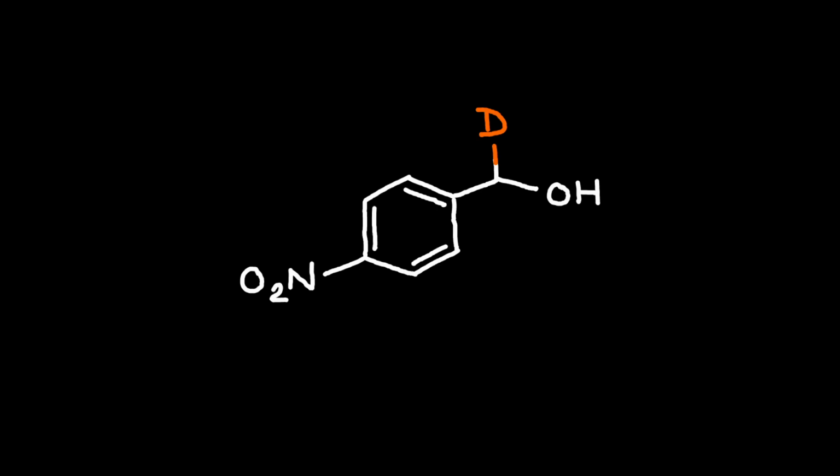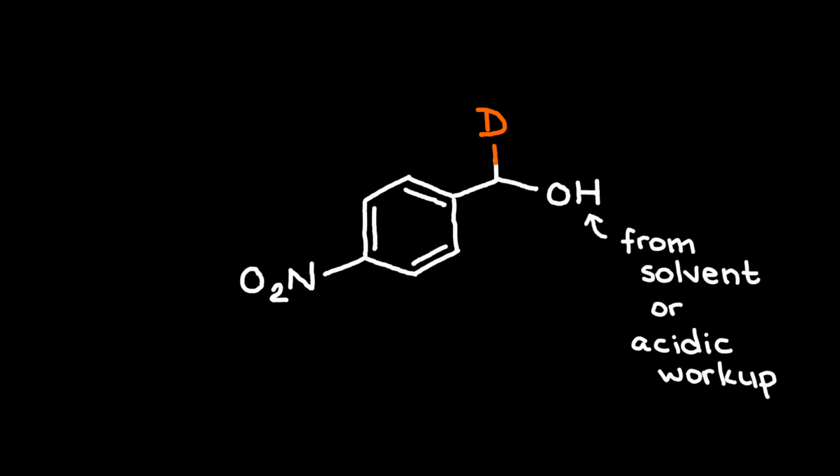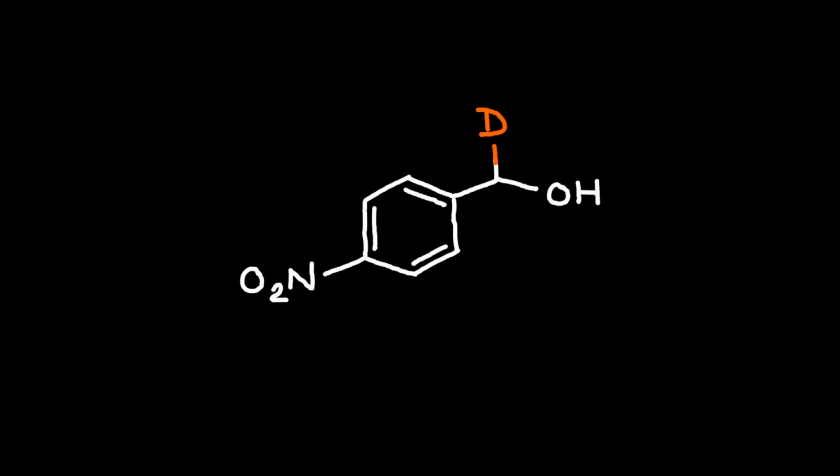So we expect the product to have 1 D from the sodium borodeuteride at the benzylic carbon and 1 H from the methanol or acid workup at the same carbon, giving a CH-DOH group.